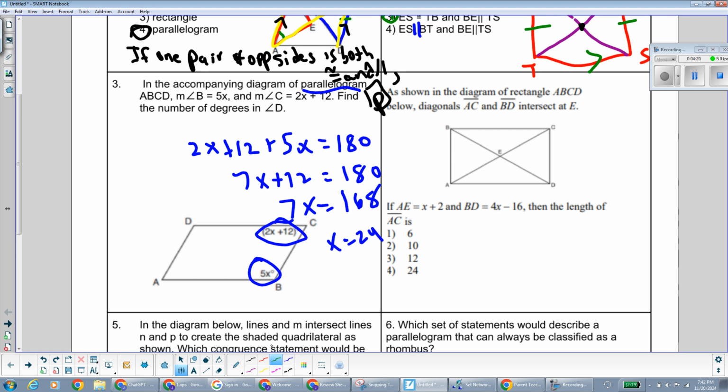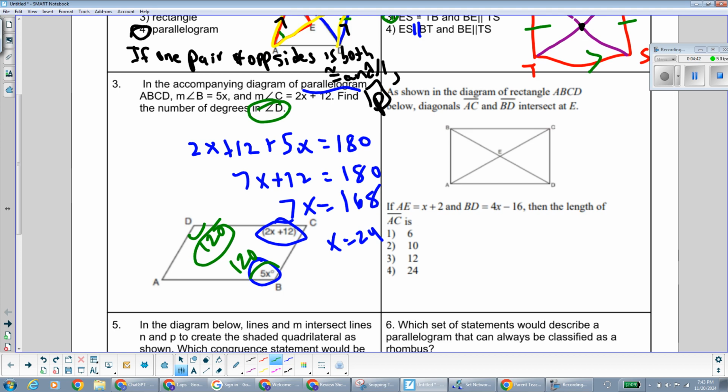Be careful, it's asking you to plug in to find the number of degrees in angle D. So remember, opposite angles in a parallelogram are congruent. So if I do 5 times 24, that's 120, which makes angle D 120.